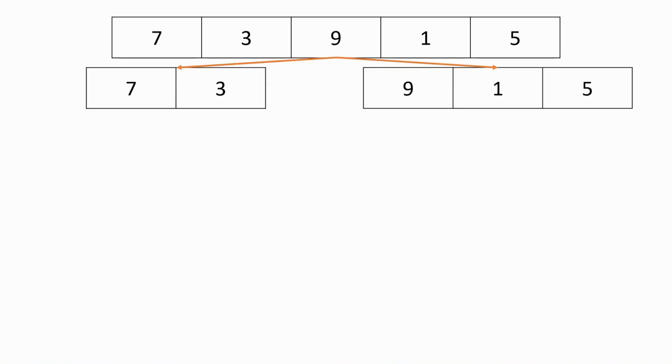So it's going to divide this array into two subarrays. One array is going to contain the beginning of the list, 7 and 3. The other array will contain 9, 1, and 5.